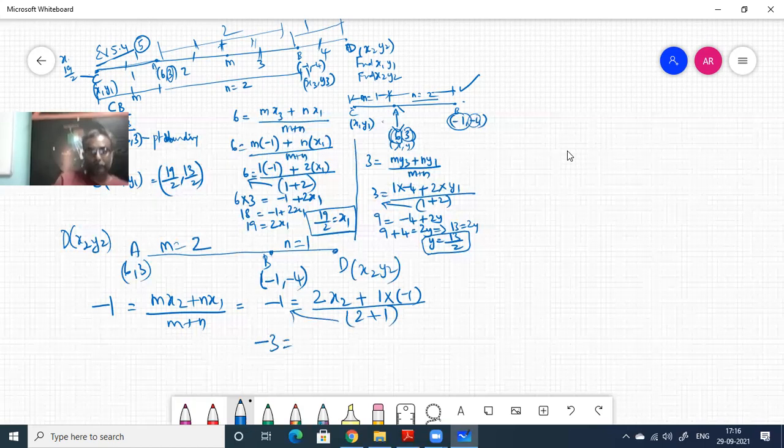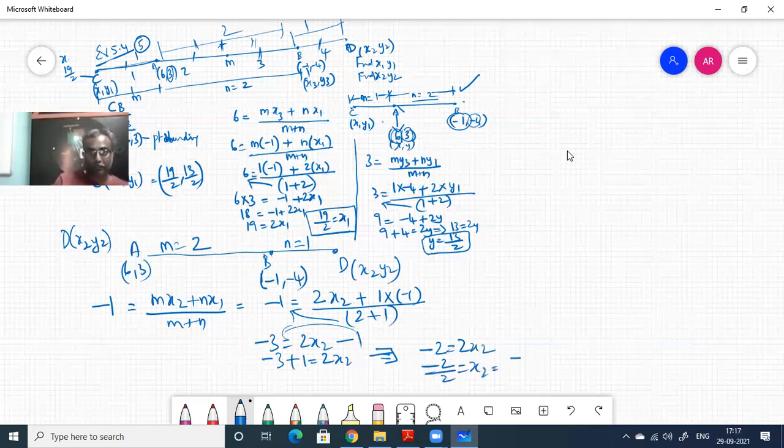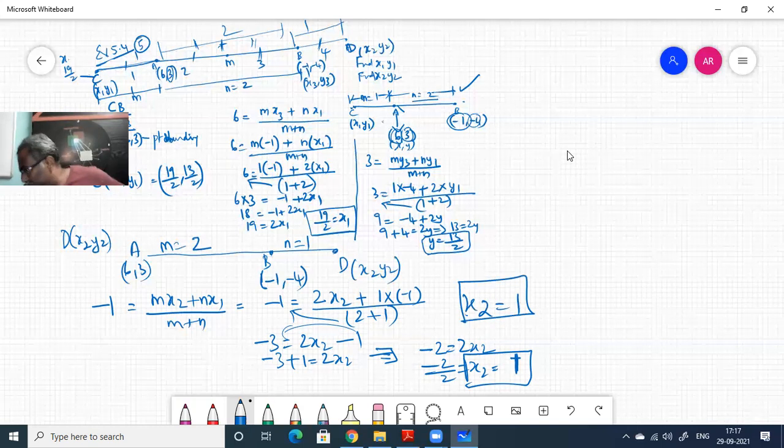Minus 3 is equal to 2x2 minus 1. You take this the other side. Minus 3 plus 1 equal to 2x2. Okay. So that implies minus 2 is equal to 2x2. So minus 2 by 2 is equal to x2, that is x2 equal to 1. So x2 is equal to 1 you got. Okay.